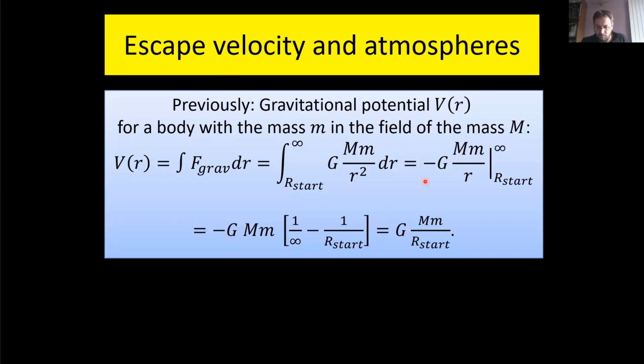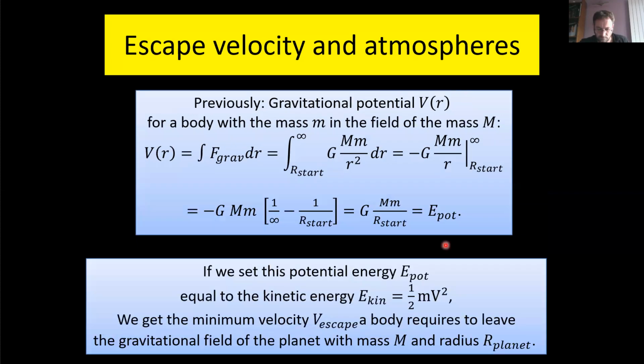So we integrate from the start value, which means the surface or the surface plus height, to infinity. Infinity means the particle is free. We end up with a relatively simple expression: the gravitational constant, the mass of the two bodies, and the starting value. And this is the potential energy. We set this equal to the kinetic energy, which is half times the mass multiplied with the velocity squared of the body.